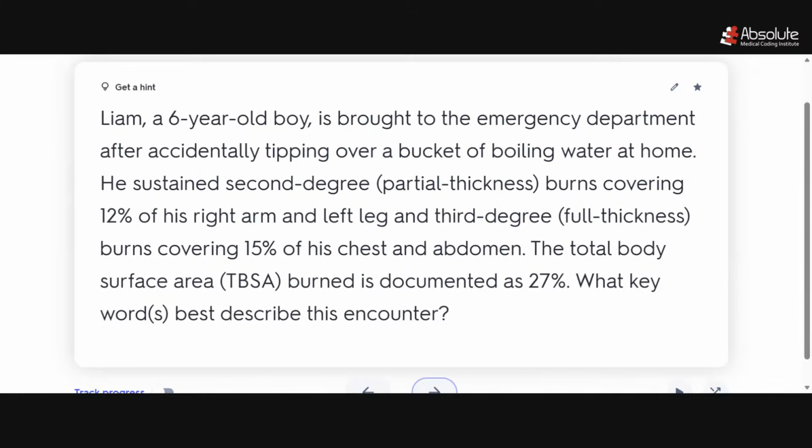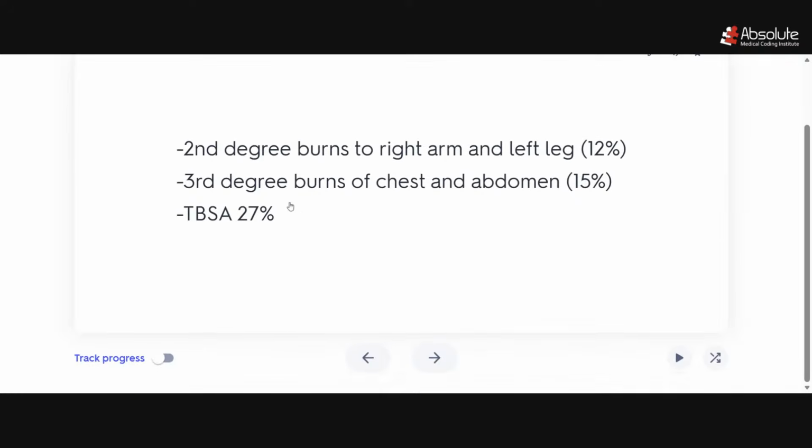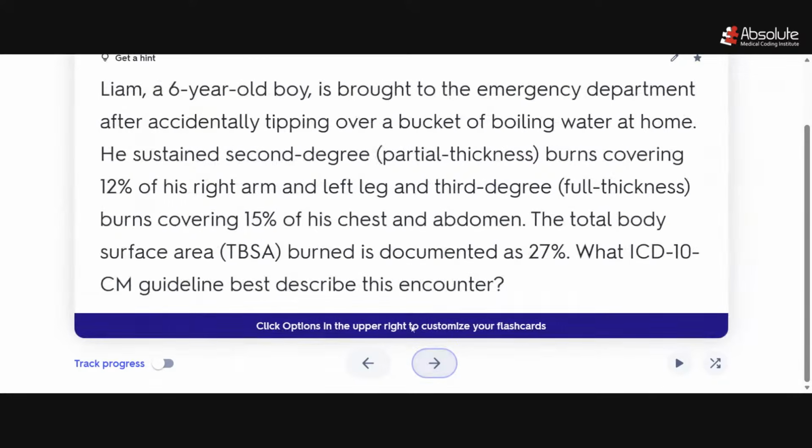All right, so these are the keywords that I'm taking out of this scenario. They're going to be the second degree burns to right arm and left leg, being 12%. The third degree burns of chest and abdomen, which is going to be 15%. And then the total body surface area being 27%. So now we are going to move on to our guideline.